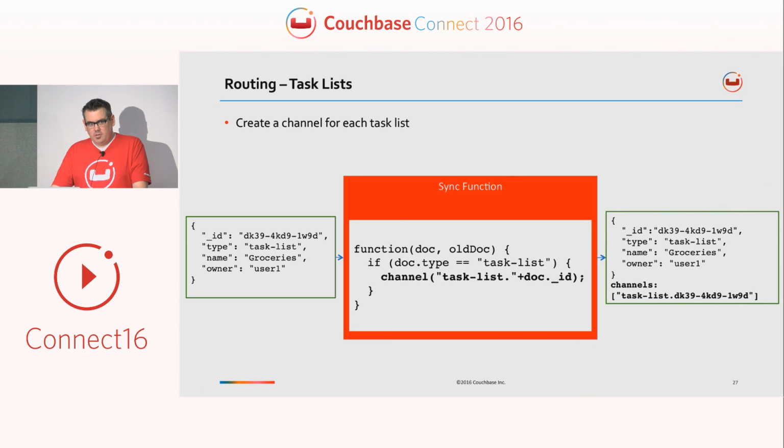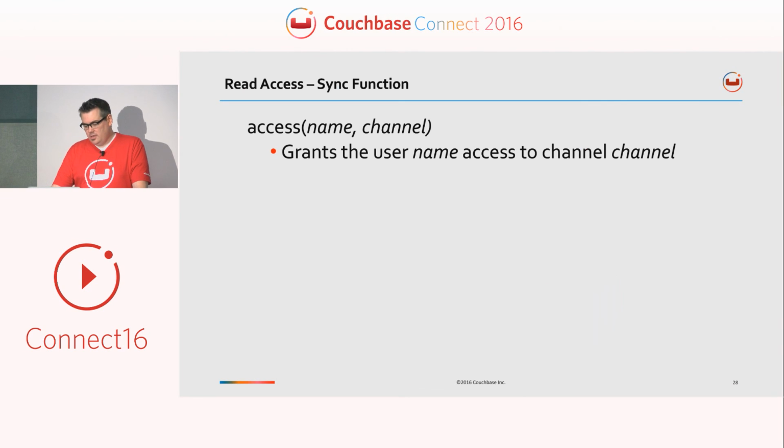So now we've got the document in the channel, but we still don't have anybody else with access to that channel. We've got channel tasklist.UID with this document in it, but that's all we've got so far. So now we need to be able to grant access to people for our new channel. The function to grant access is just called access. You provide one or more names, and then one or more channel names, and that will grant the given name access to that channel.